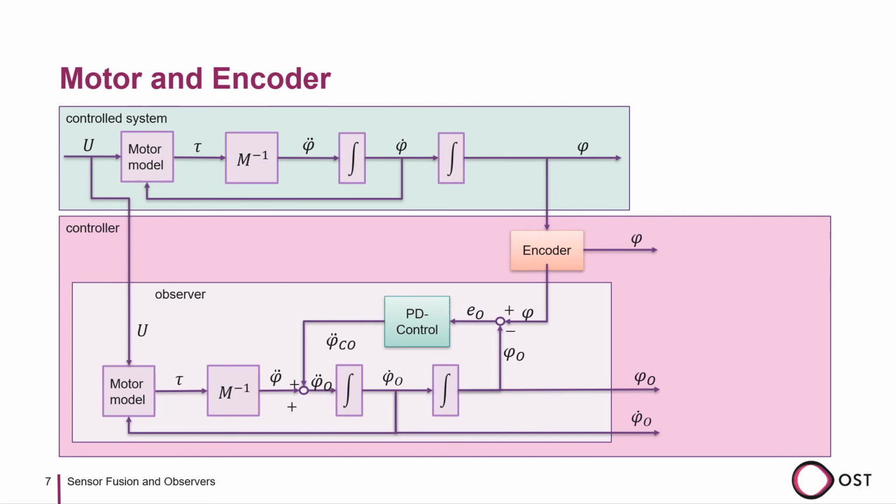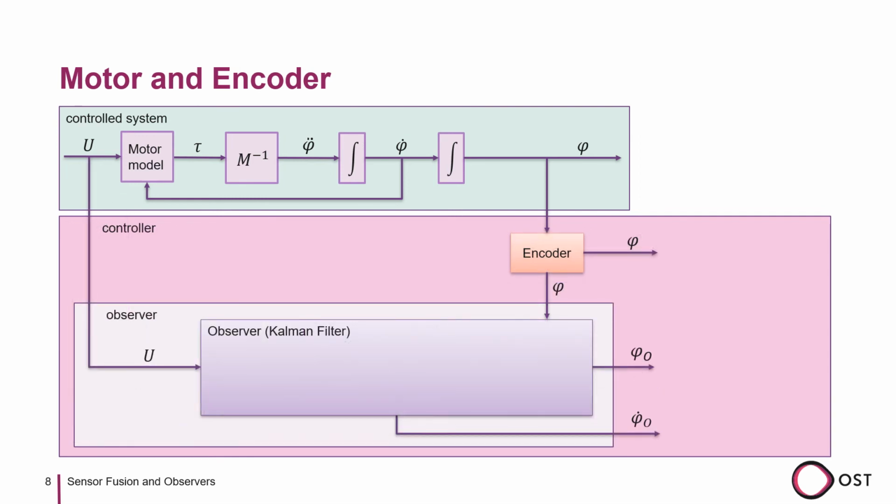As an alternative to measuring the acceleration with an accelerometer, we could also calculate the acceleration with the motor model and the inverse mass matrix and use the signal in the observer algorithm. The problem here is similar, but instead of noise and an offset, we have some inaccuracies in the motor model and the mass matrix, which lead to a drift in the calculated velocity signal. Instead of a simple PD controller, we can also use more complex algorithms such as a Kalman filter. But we will cover this in another video.